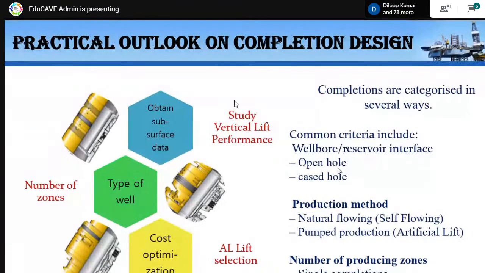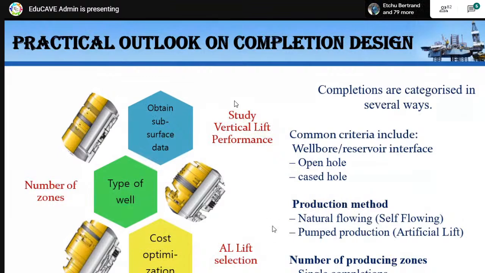Now, there are production methods. We can go for natural flow. So when we study the subsurface data, we will know that our well is capable of having that much differential pressure and not just self-flow. Sometimes it is not, and then we go for artificial lift design and place it in the completion string.